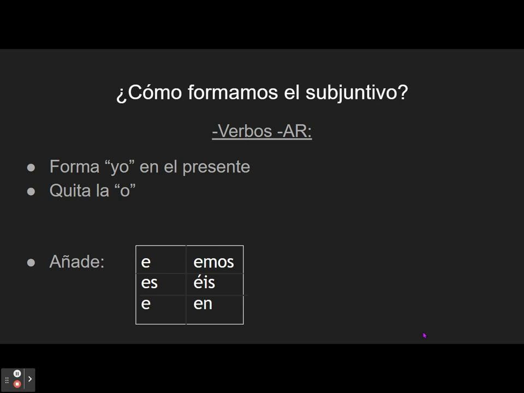Pero para los verbos AR, van a empezar con la forma yo en el presente. Van a quitar la O, that means the O goes bye-bye. Y van a añadir estas terminaciones: e, es, e, emos, éis, en.